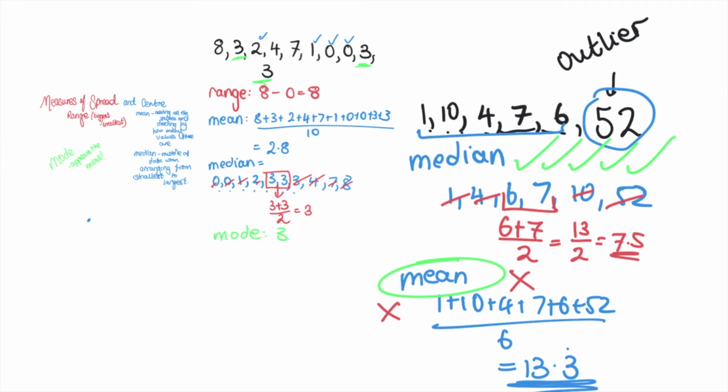So hopefully today you have a better idea on how to calculate the range, mean, median, and mode of data, and you can have a good idea of which measures of center to use based on whether you have an outlier or not.